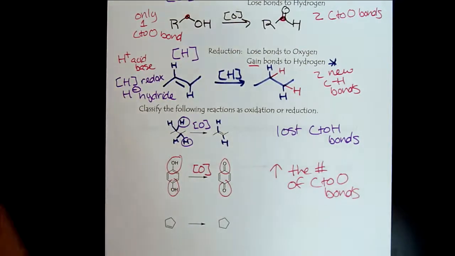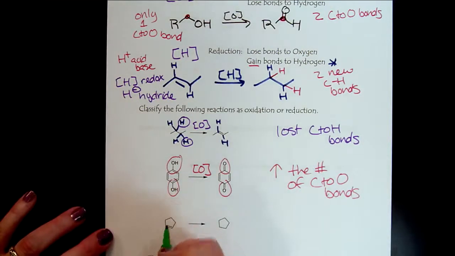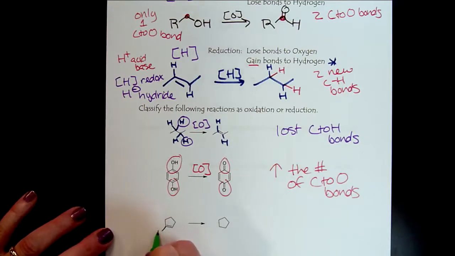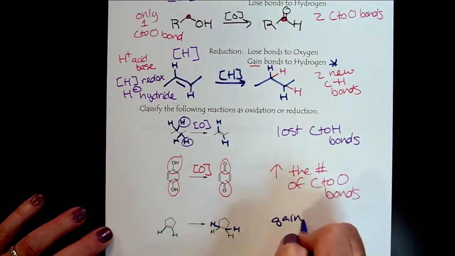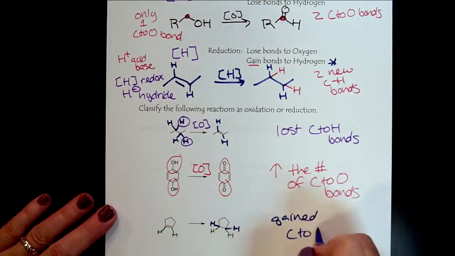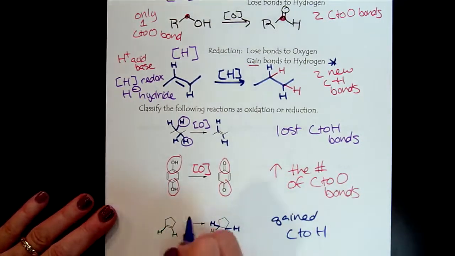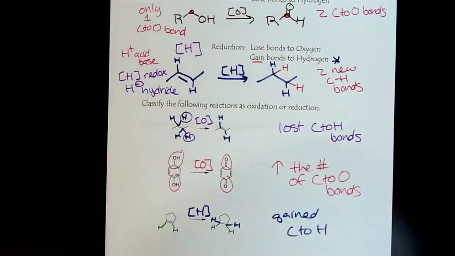And then this last one here, we look for where the change is. Anytime you see the change, it's a good idea to write in, right? So those are the original hydrogens. And then we notice that now we have 2 more. So we gained carbon to hydrogen bonds. So this would be an example of a reduction.